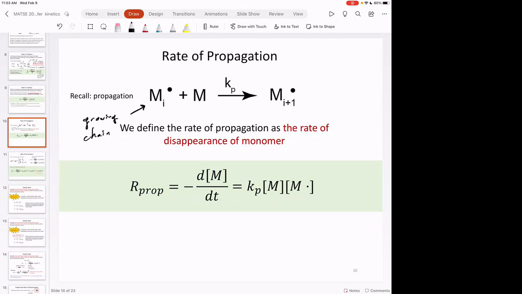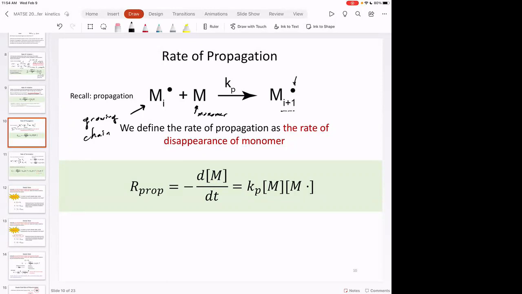And we denote it as M_i because it's a bunch of monomers connected together. We just don't write them all out, but this is a growing polymer chain because it's got a radical on it, right? This is a monomer. So this is propagating one monomer. We're just going to connect one monomer, and then we have a new growing chain end, which is denoted as the degree of polymerization goes up by 1.